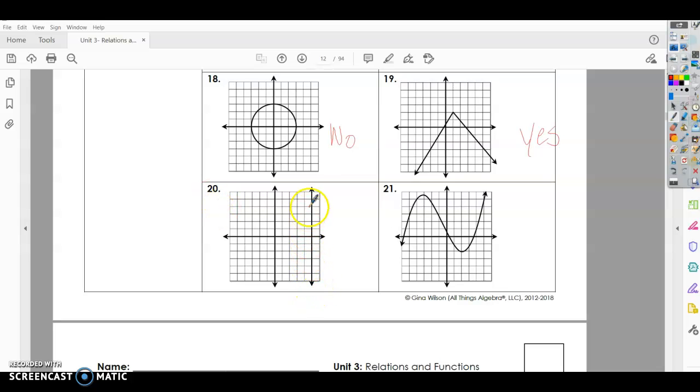Number 20, this is a vertical line. That means all x's are the same, so that one's not a function. This one touches one point at a time. Yes, this one would be considered a function.